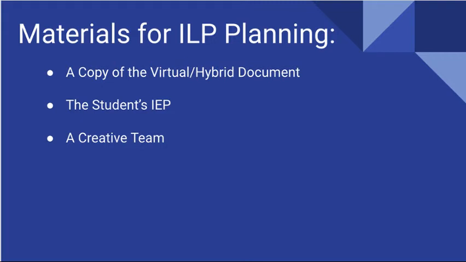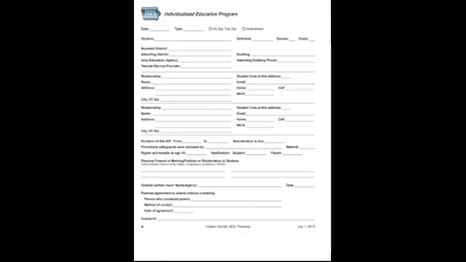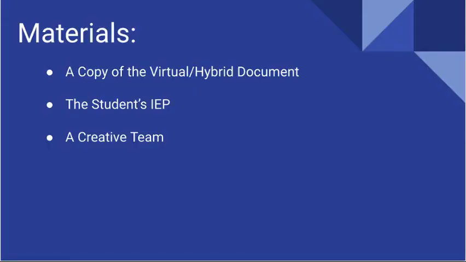Now we'll jump to the actual creation of the individual learning plan. You'll only need about 3 things to complete this job. You'll need a copy of the virtual hybrid document, you'll need a copy of the student's IEP, and you'll need a creative team to hang out with you and help you out with this.